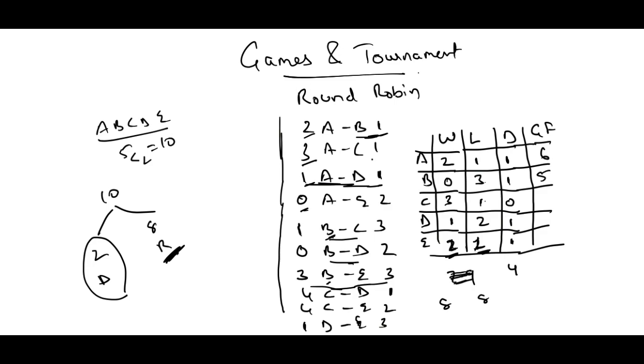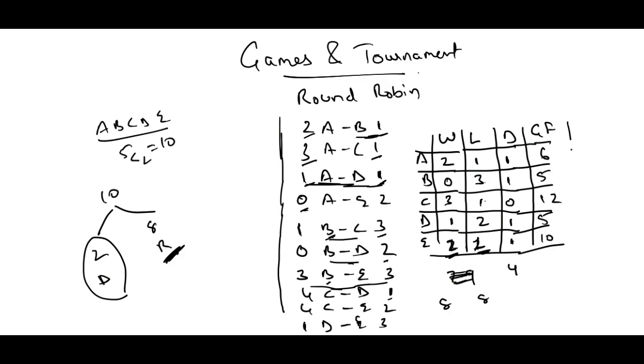Coming to C, C has 1 against A, 3 against B, that makes 4, and 4 against D and 4 against E, that is 12 goals. Coming to D, D has 1 against A, 2 against B, that makes 3, 1 against C, that makes 4, and 1 against E, that makes 5. E has 2 against A, 3 against B, that makes 5, 2 against C, 7, and 3 against D, that is 10.